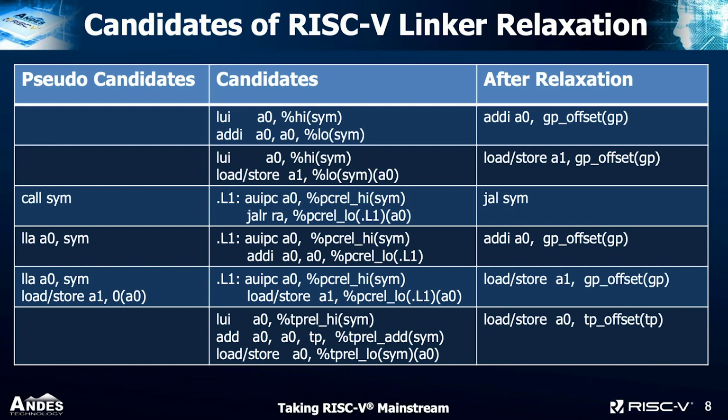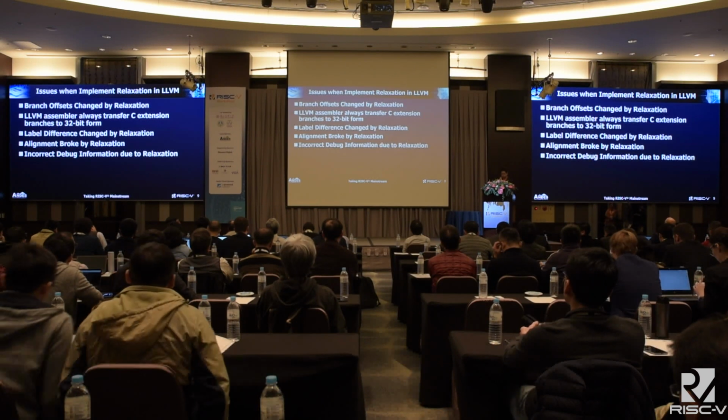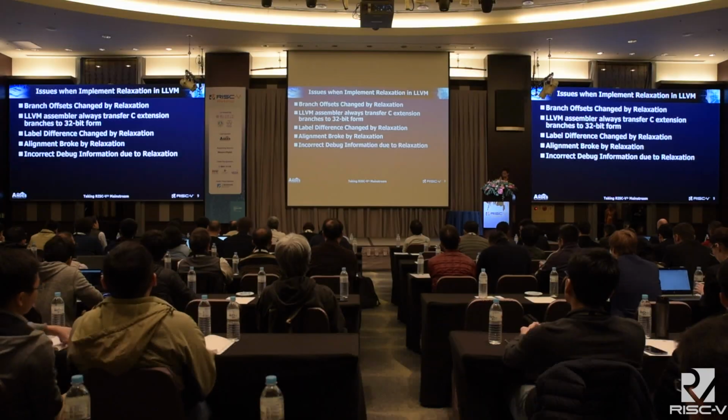Generally, the patterns are a function call, get symbol address, and load/store symbol value. And the last pattern related to TP is for TLS, thread local storage. LLVM upstream does not support TLS yet, but there are patches from Lewis that are under review. In the next few minutes, I will address the issues we encountered when implementing relaxation in LLVM.